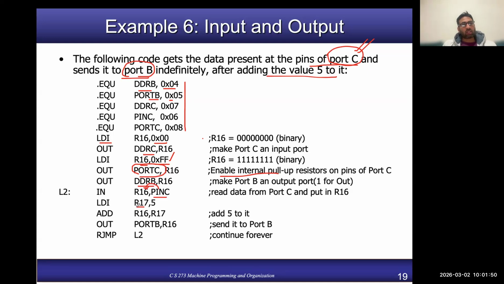Then in the R17 register, we are loading the immediate value of 5. And then we are adding R17 to R16. Why? Because we need to add the value of 5 to whatever we have read from port C, right? So after the add, we have the result in the R16 register, and then we send it to port B: out PORTB, R16. Now R16 will be sent to port B, and then we do it in an infinite loop. Okay. Any questions?